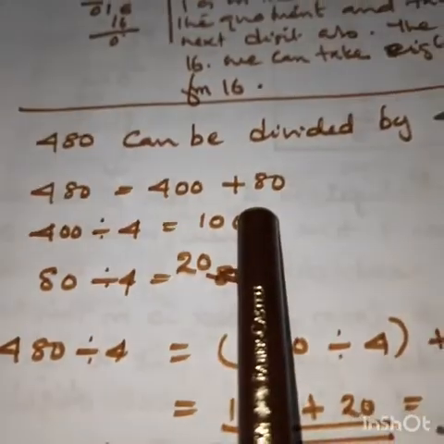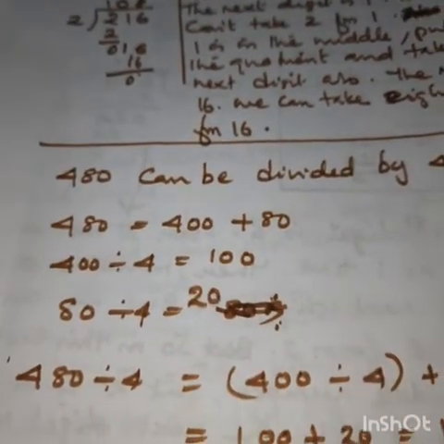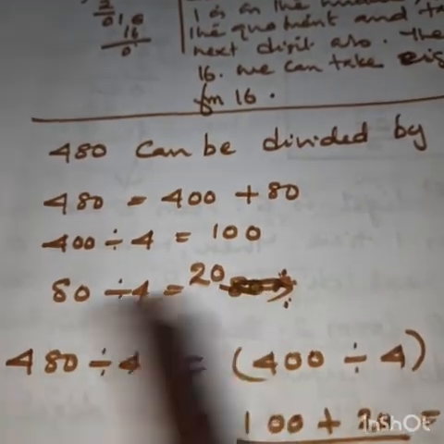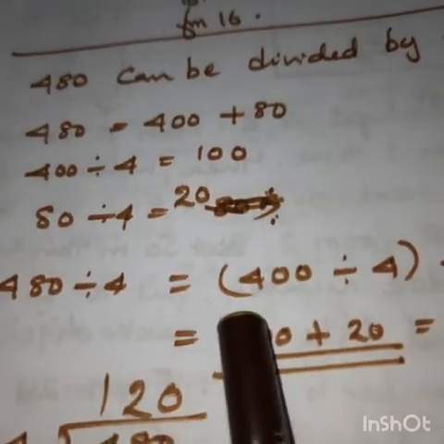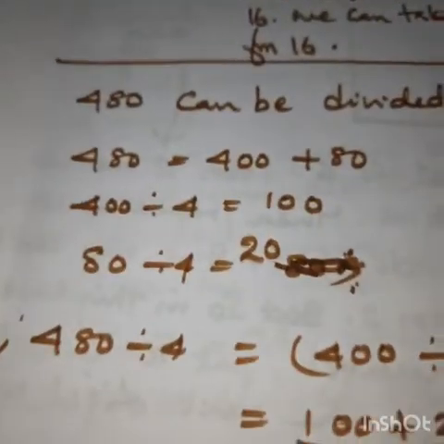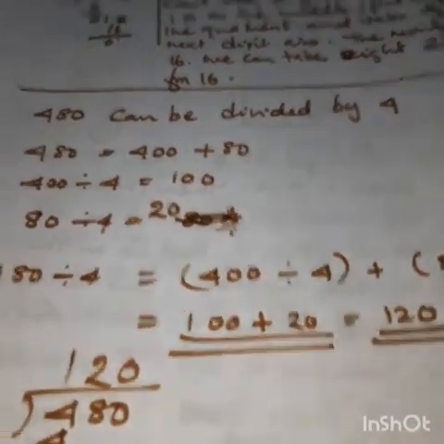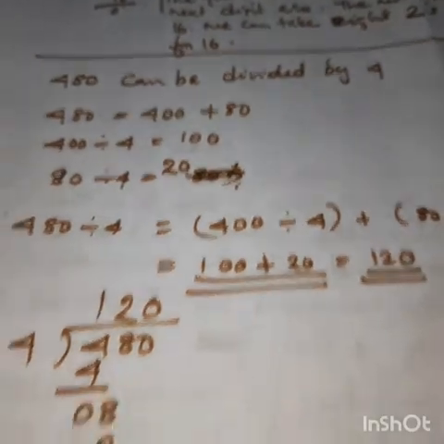Then, the next question is: 480 can be divided by 4. 480 can be split as 400 plus 80. 400 by 4 is 100. 80 by 4 is 20. 480 divided by 4 is equal to 400 divided by 4 plus 80 divided by 4. That is equal to 100 plus 20, which is 120.